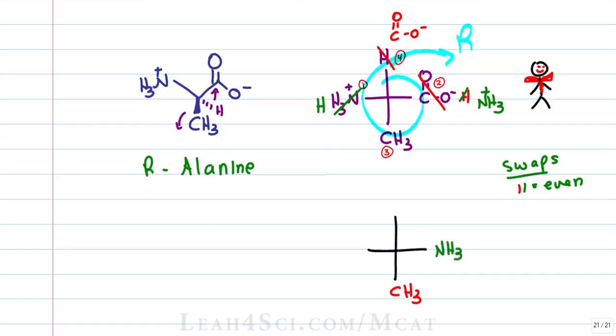I'll redraw it with the amine on the right, carbonyl at the top, and hydrogen on the left. Since nitrogen is on the right, everything else is set up the right way. This is a D amino acid. Our alanine is a D amino acid.